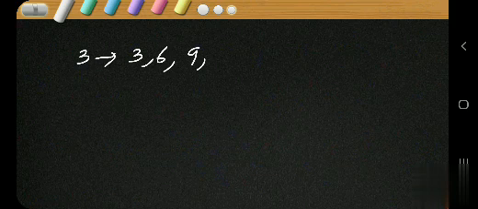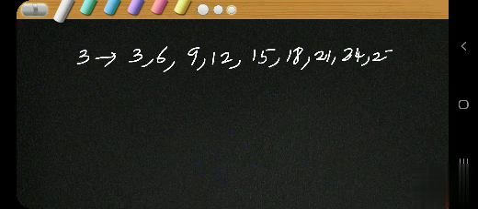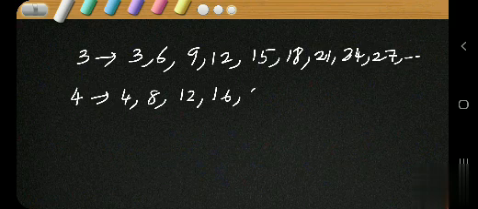Okay. So, let's discuss one more example. Which are the multiples of 3? Yes, multiples of 3 are 3, 6, 9, 12, 15, 18, 21, 24, 27, etc. No end. Which are the multiples of 4? 4, 8, 12, 16, 20, 24, 28, 32, etc. Isn't it?